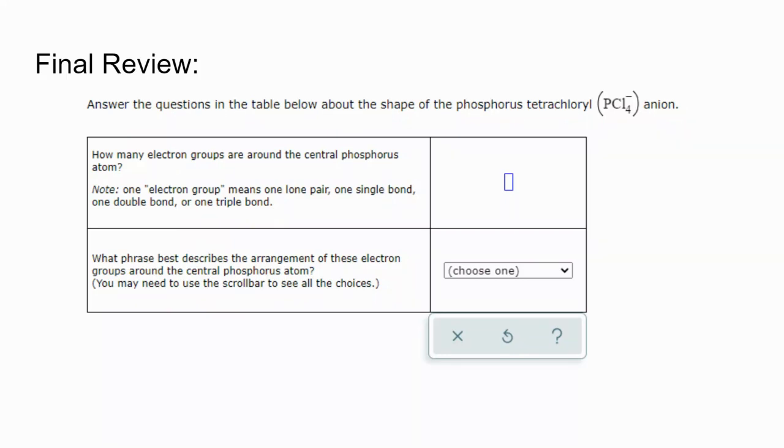So we have this ion, PCl4 minus. And we need to figure out the central atom, how many electron groups are around the central atom, and name the shape of the electron groups. So what do we do first? What would you guys do?